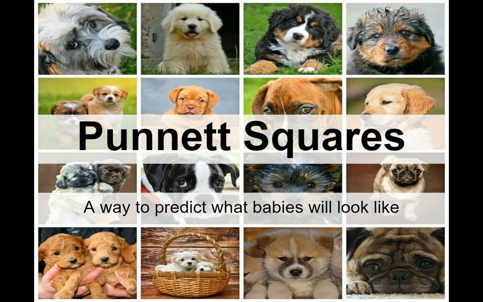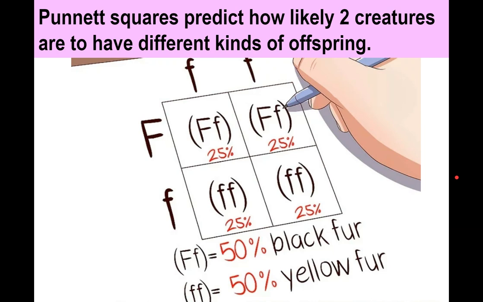Punnett Squares are a technique, a way to predict what babies will look like. And they could be baby anything. They could be baby people, baby dogs, baby fungus, baby plants, which is what it was developed for. Okay, let's find out. So it's a kind of mathy looking thing.